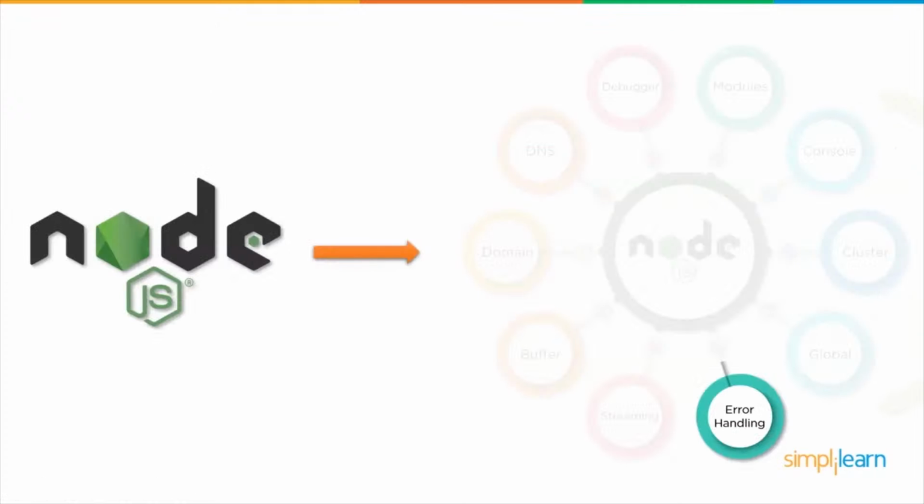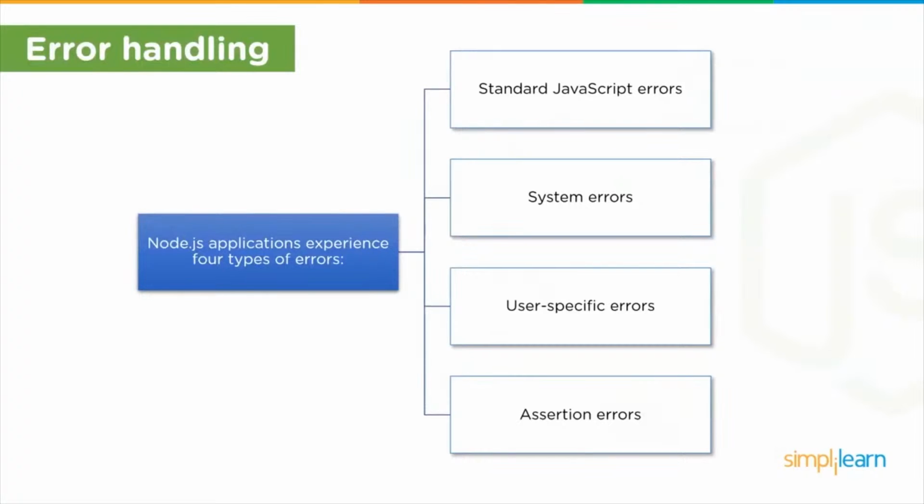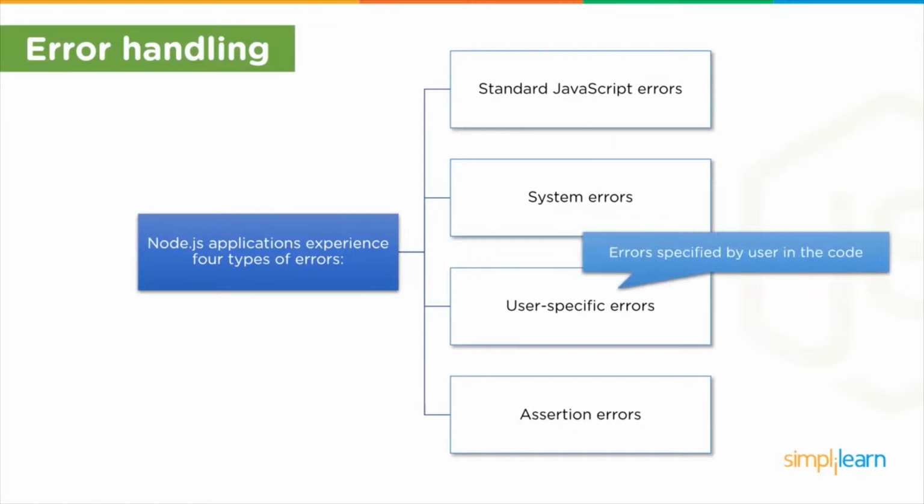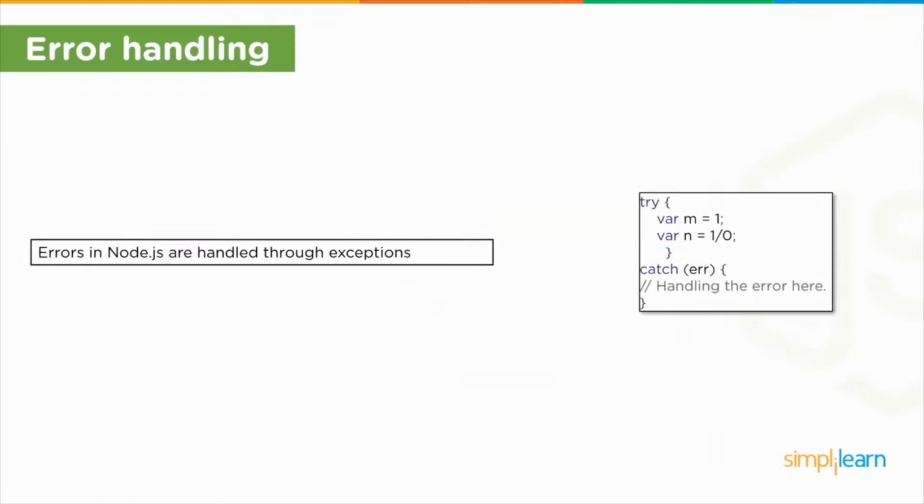The next component is error handling. Node.js applications experience 4 types of errors. We have the standard JavaScript errors, system errors, user-specified errors, and assertion errors. Errors in Node.js are handled through exceptions. For example, let's handle an error that would occur when we divide a number by 0. This error would crash the Node.js application, and so we should handle it. Here's a small code for you.